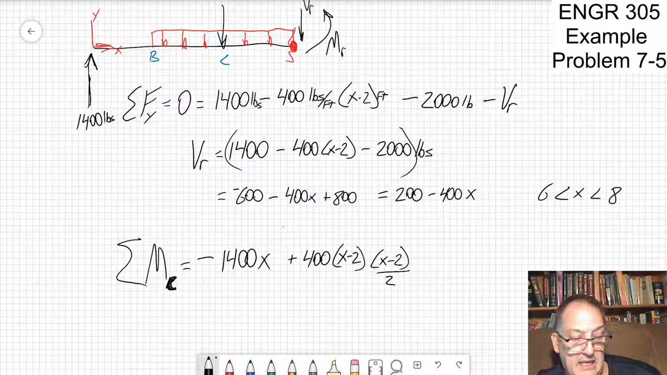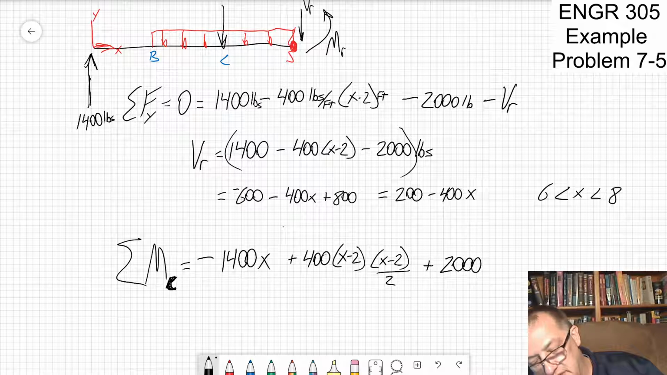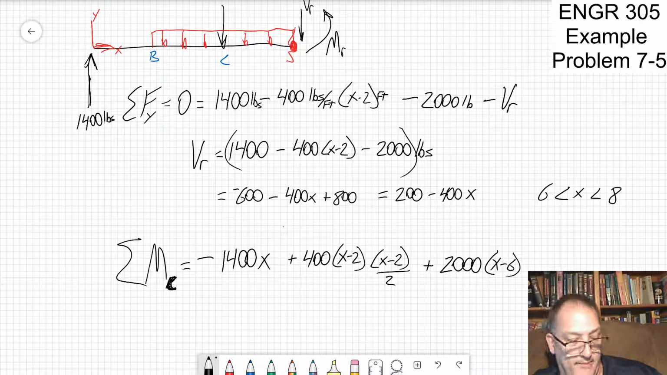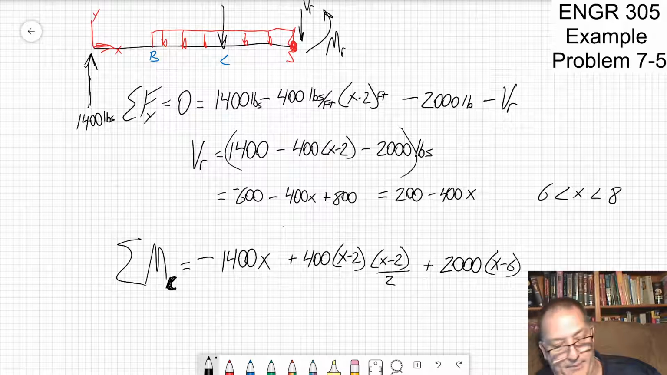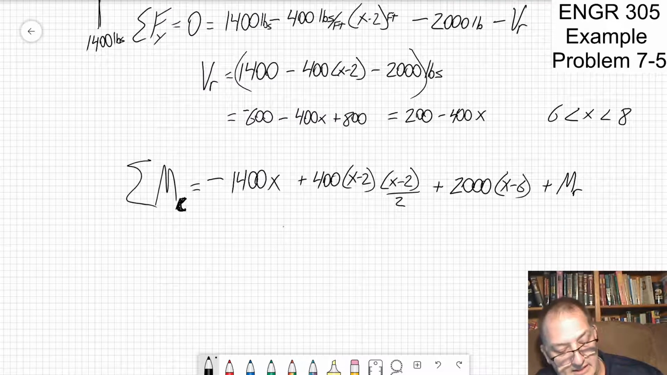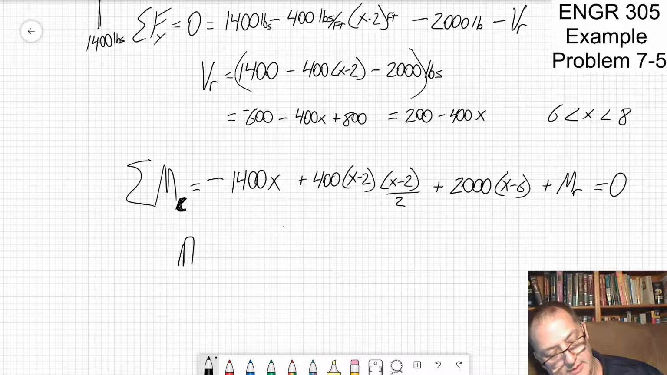And then I've got to add this force from C, which is also going to make it go down. So plus 2,000 times x minus 6, because that's the lever arm for that. And then, of course, I've got to put the MR on there. So that's a positive MR. All right, and then rewrite that equation. That's all equal to 0. So MR, oh my goodness.